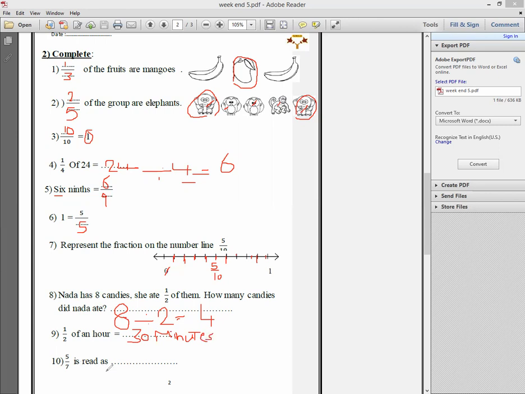5 over 7 is read as 5 sevenths. And I should put here S. Now I'm going to raise.